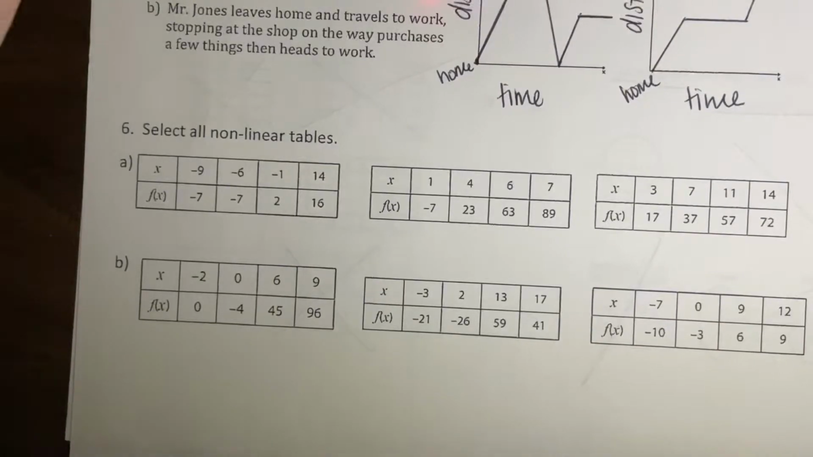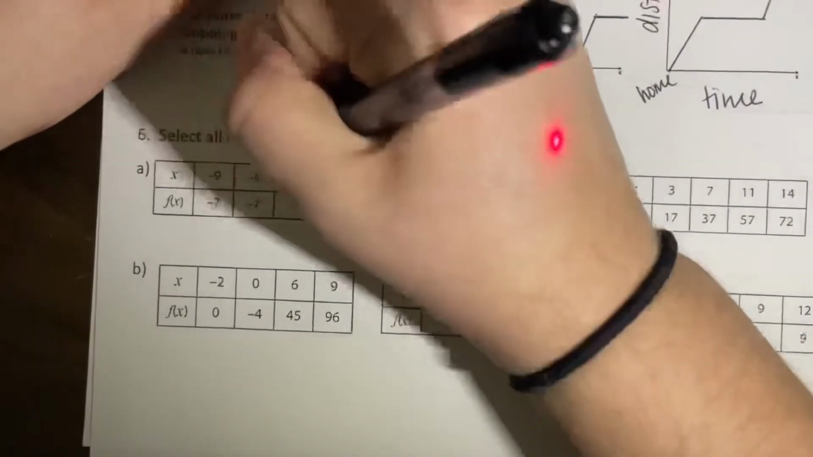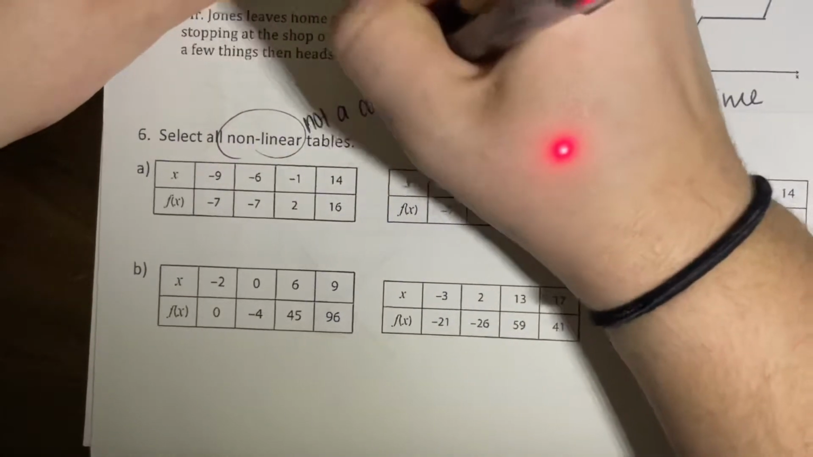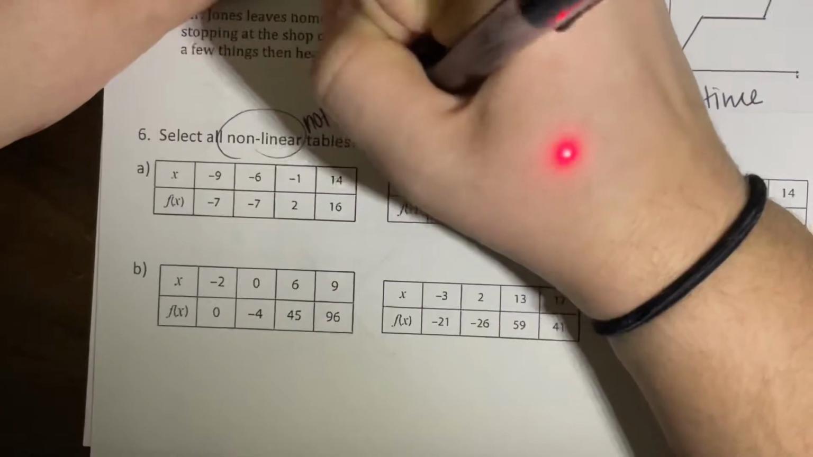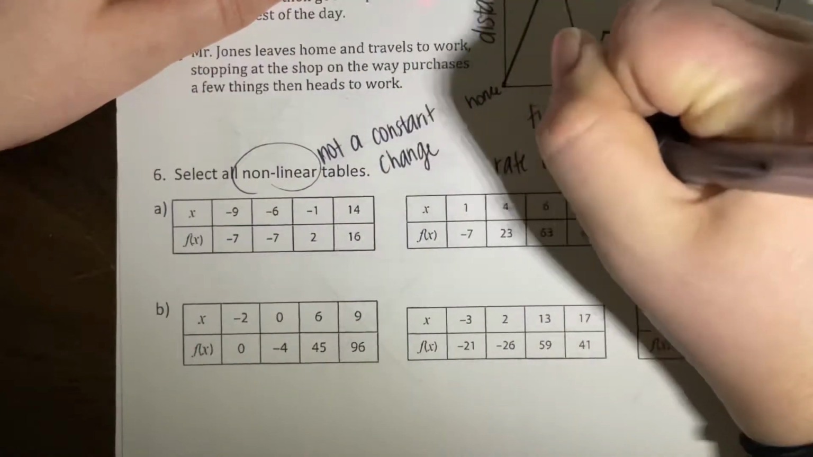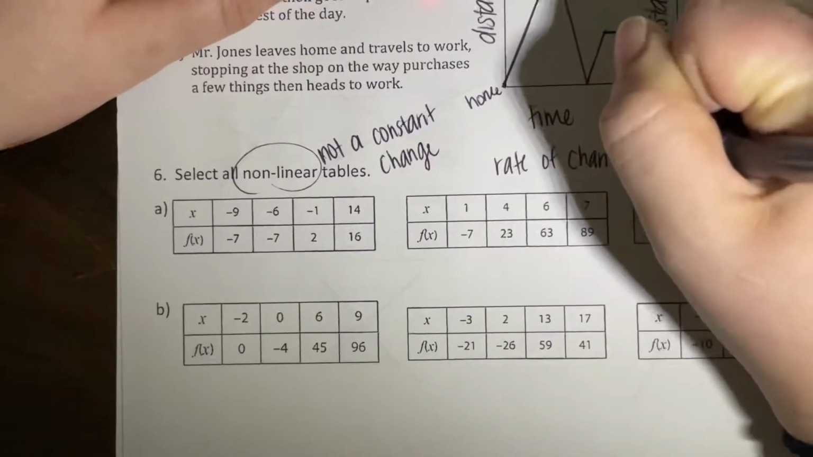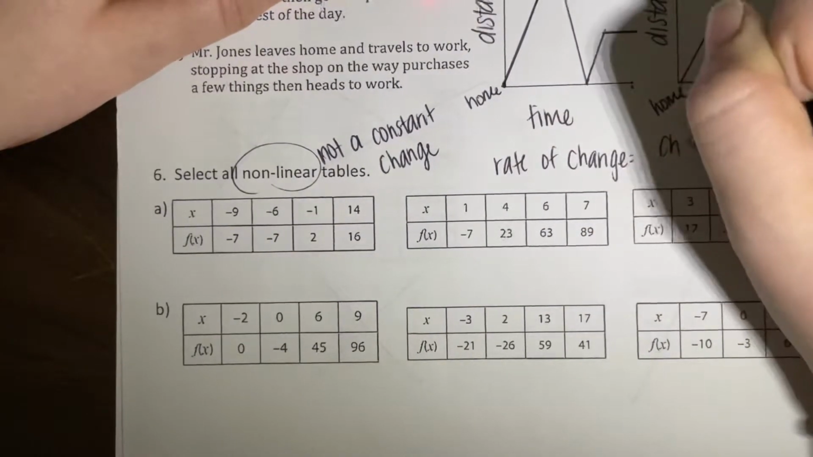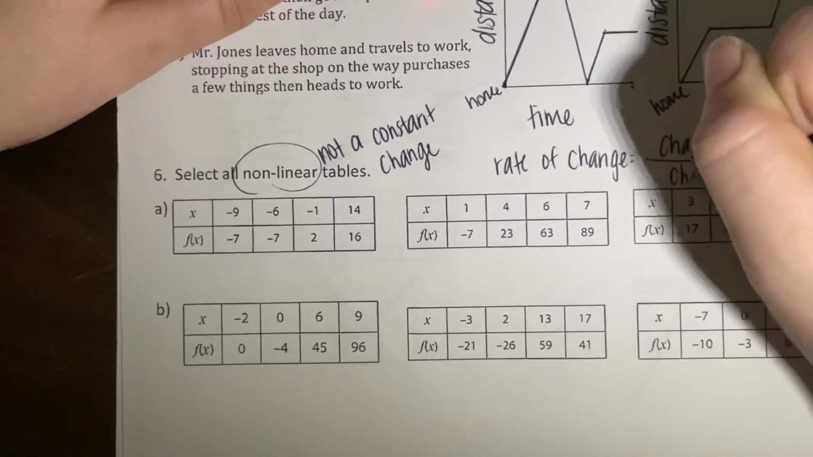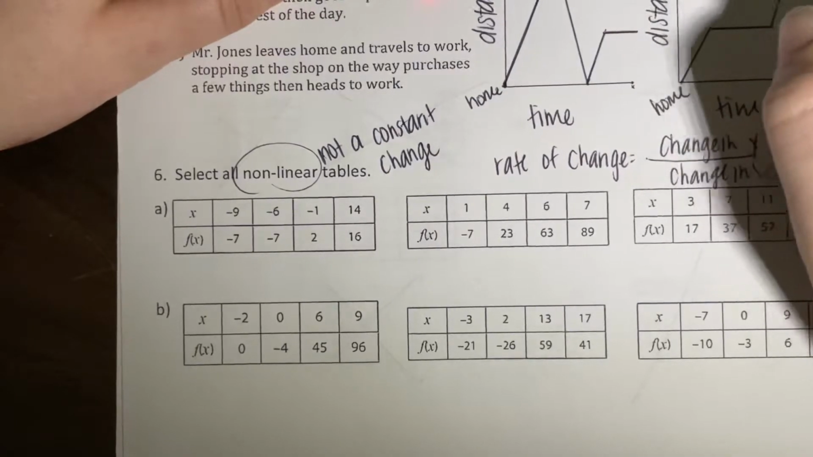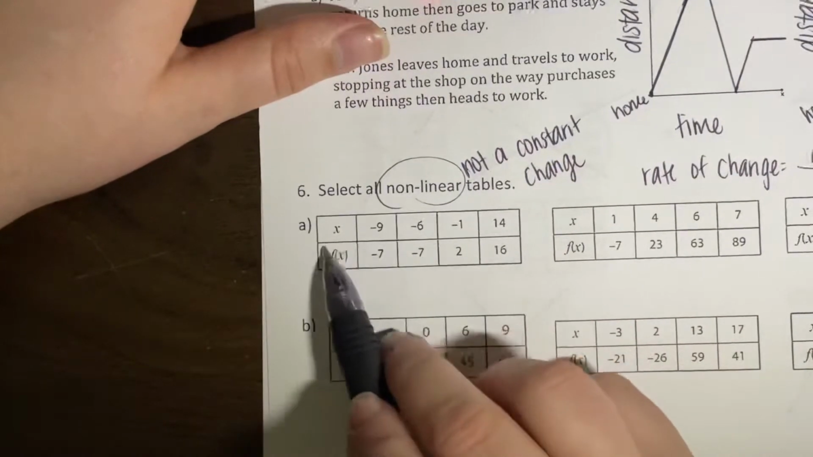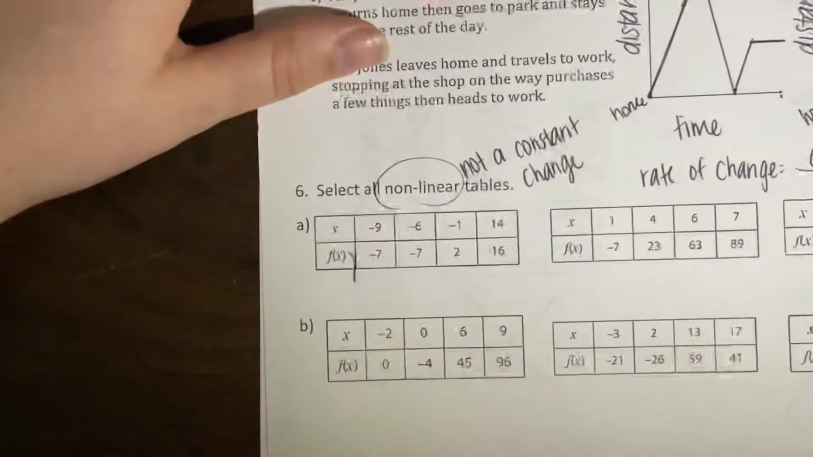All right, select all non-linear tables. Non-linear means that there is not a constant change. And remember, to find the rate of change, it is change in y over change in x. So this is called f of x. It's also just known as y. So we can think of that as the y row.